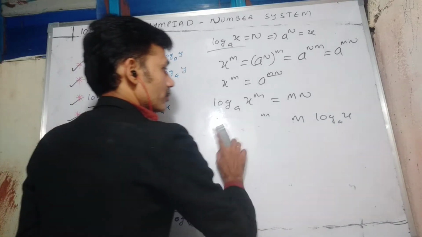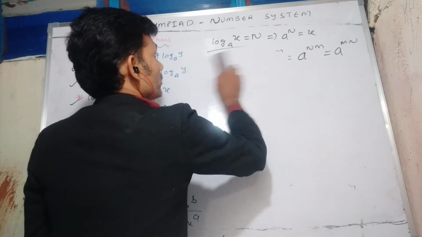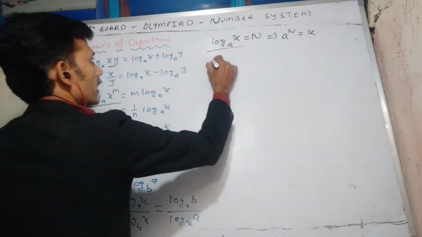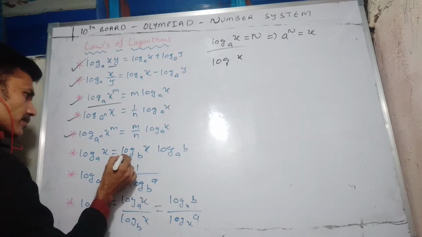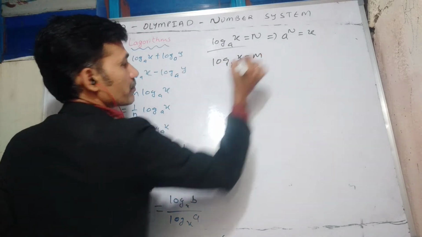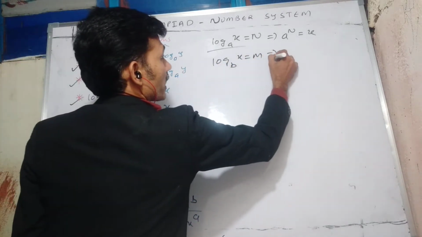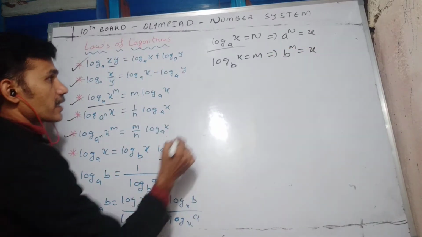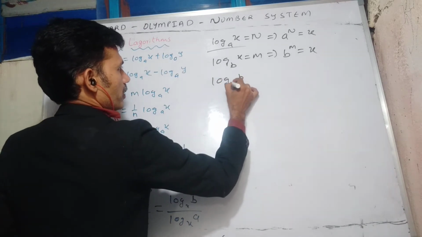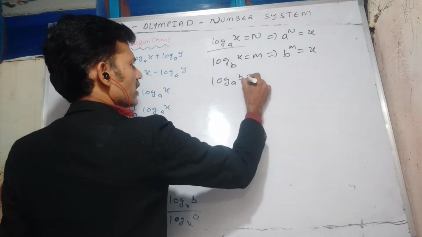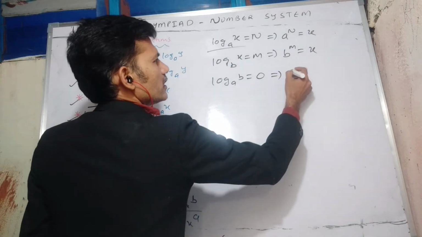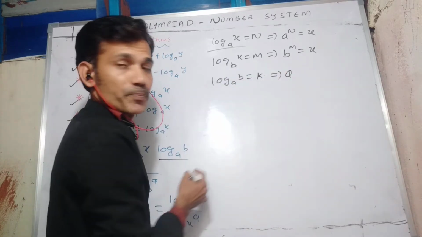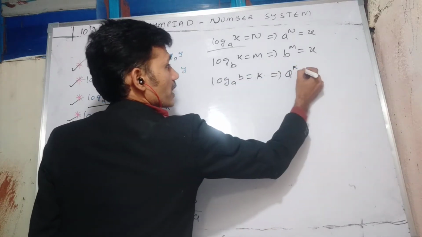Okay, now change of base will prove. Log x base a, n, that only we can take. So again, log x base b, this we can take it some m. That implies b power m is equals to x. Next, one more thing is there. Log b base a. This you can take some constant, if you are having confusion here, we can take k. A power k, when a raised to k, you will get b.